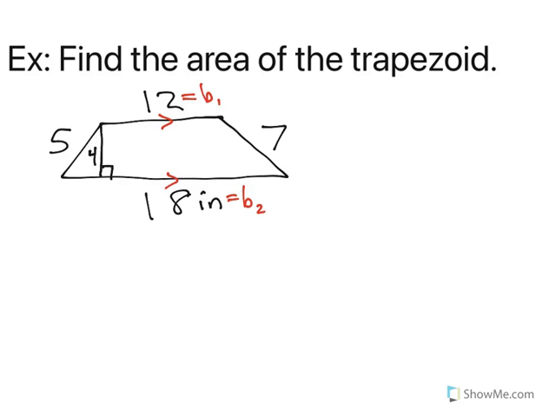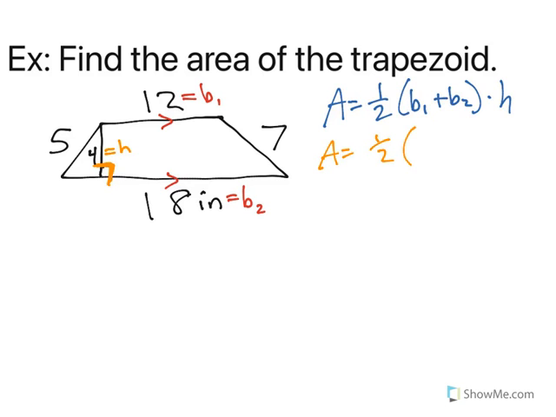And if you look for the right angle marker, it will intersect with the height and one of the bases. So in this case, it intersects with base 2, and that means 4 is the height. So when I look at my formula, area equals 1/2 times (base 1 plus base 2) times the height. And now we can substitute in what we know.